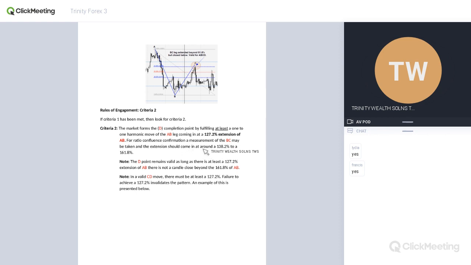So for ratio confluence confirmation, a measurement of the BC may be taken and the extension should come in at around 138.2% to 161.8%. This may be a little bit complicated, but I will demonstrate to you what that means. Then you say the D point remains valid as long as there is at least a 127.2% extension of AB and there is no candle close beyond the 161.8 of AB. In a valid CD move, there must be at least a 127.2%. Failure to achieve this invalidates the pattern.